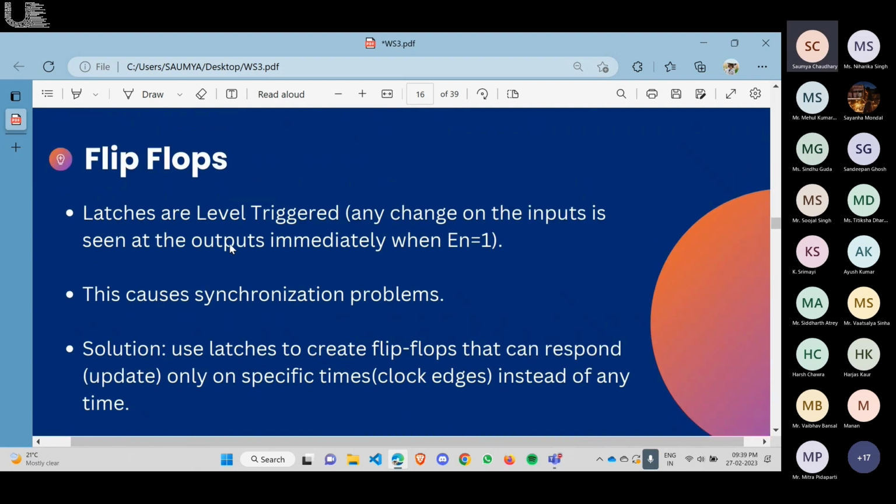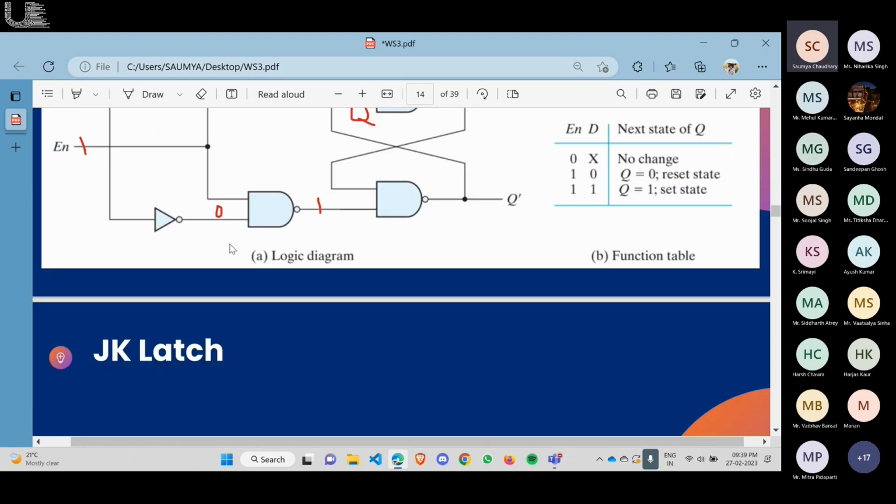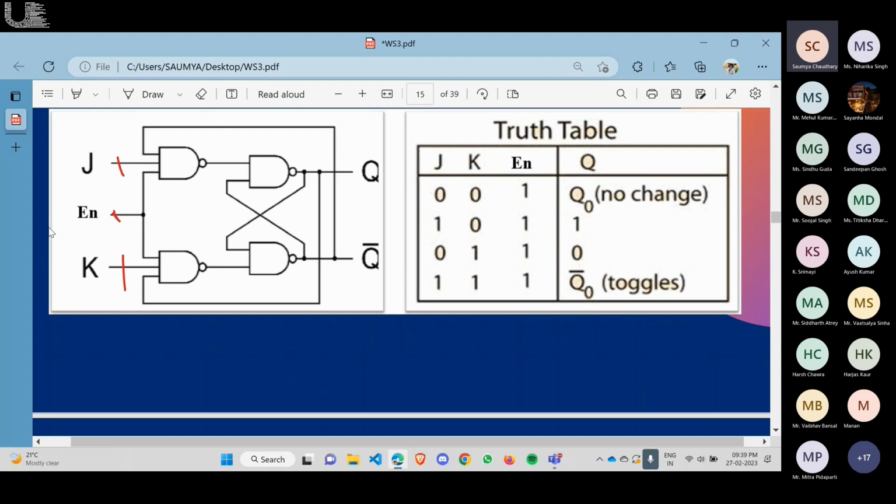So now we'll study about the flip-flops. We have done with the latches, and as you have seen, latches work when the enable is 1. When the enable is 0, the outputs will not change. Output will remain as the previous one. When the enable is 1, the output will behave as we give the inputs. It will depend on the inputs.